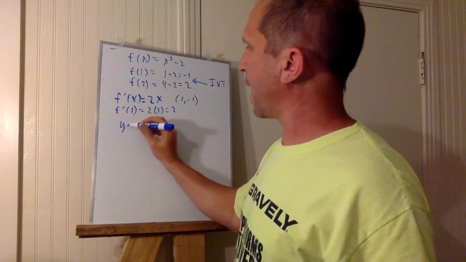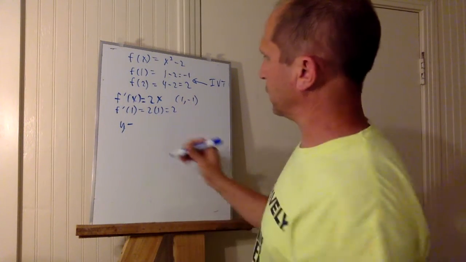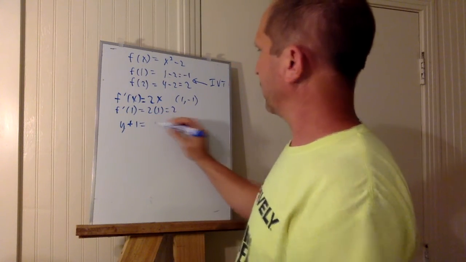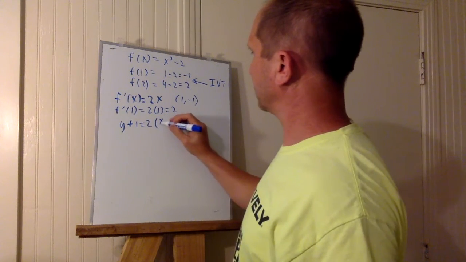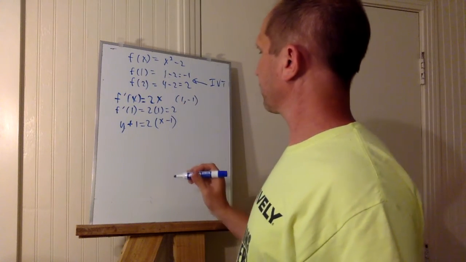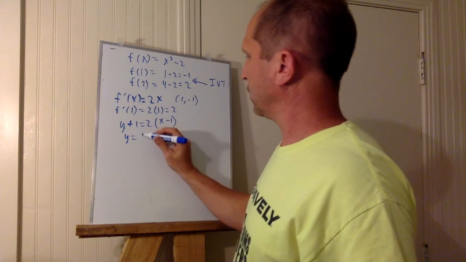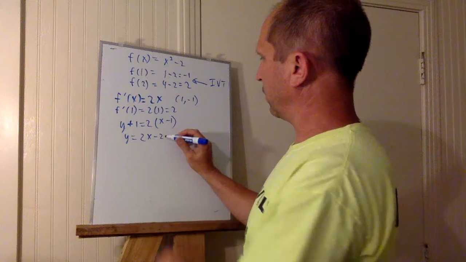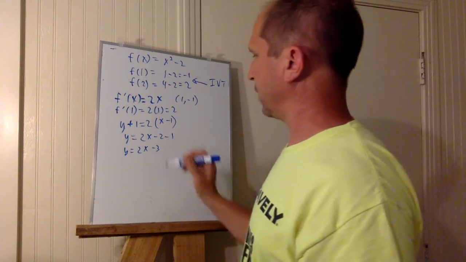So we've got y minus negative 1, so that's y plus 1, equals m times x minus x of 1, which is 1. So we get y is equal to 2x minus 2, and then pull the 1 over here, so minus 1. So we get y is equal to 2x minus 3.